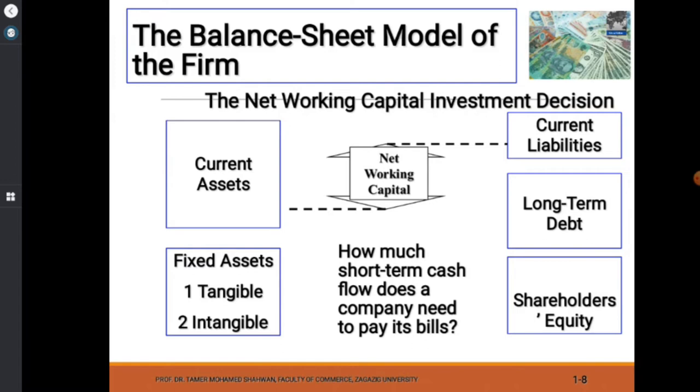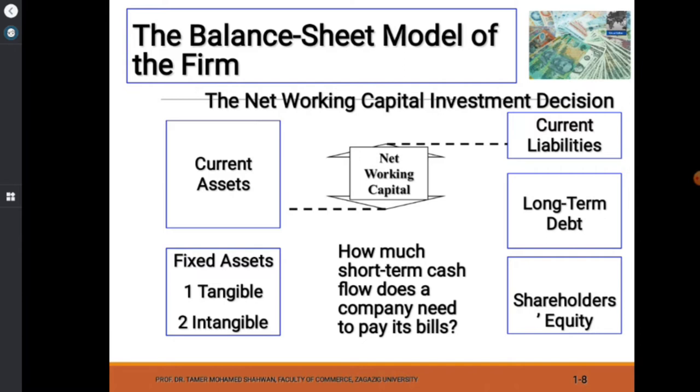However, if the net working capital has a negative sign, this means that the current assets of this firm are not enough to cover its current liabilities. This means that this firm is facing a liquidity problem, which will affect the trust of investors. And if we don't control such a situation, it could be exaggerated, leading to the bankruptcy of your firm.